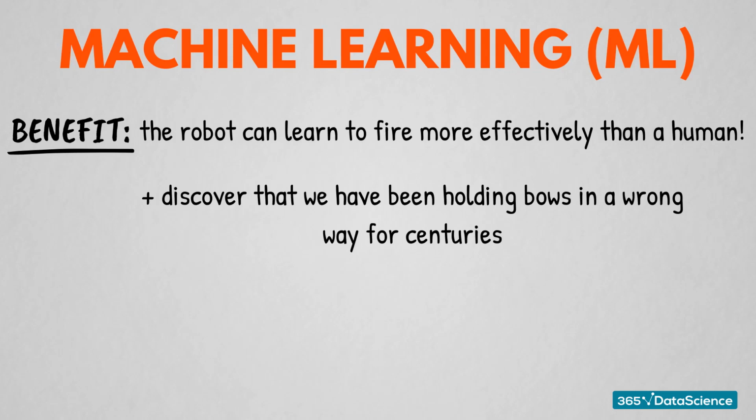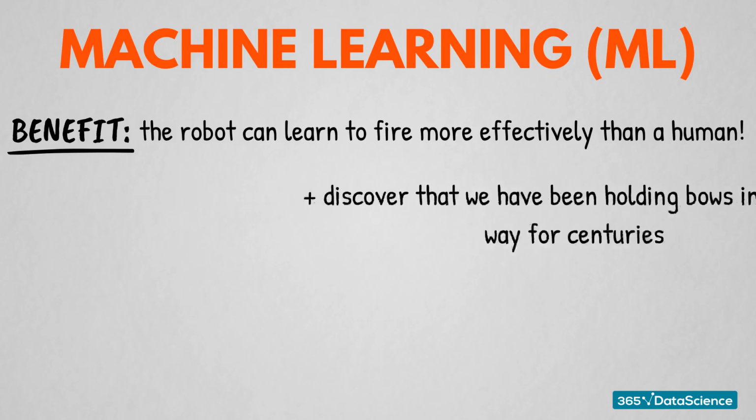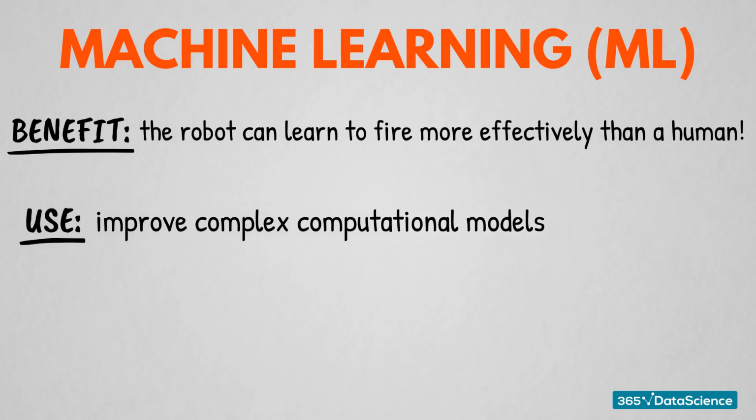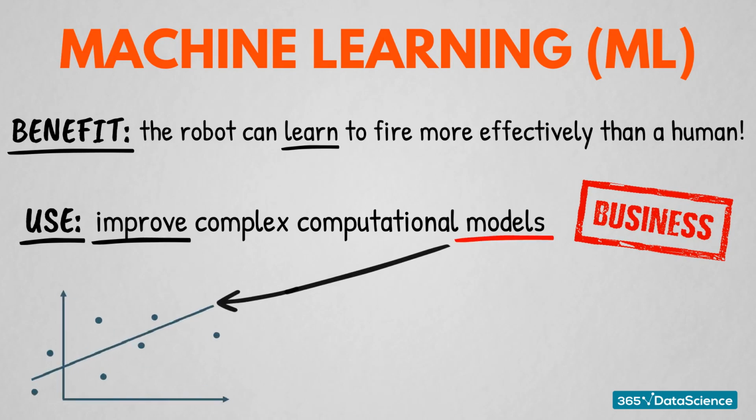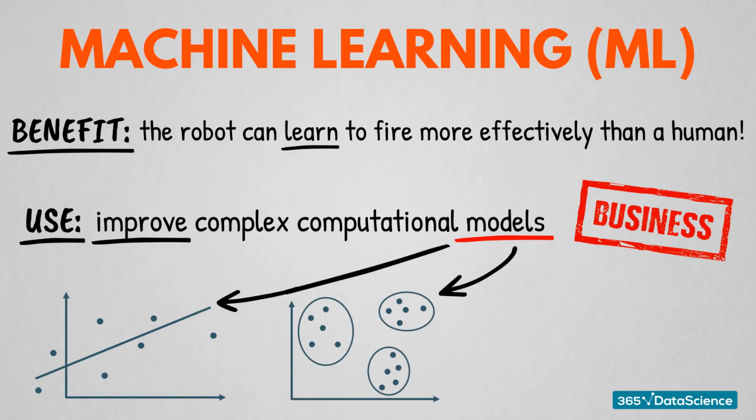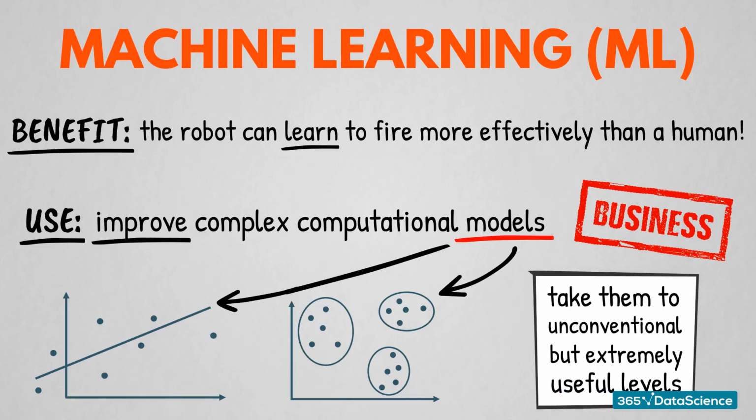To conclude, we must say that machine learning is not about robots. What people use it for is to improve complex computational models that can find infinite applications in our daily lives, especially in the business world. And the complex computational models we are talking about step on the fundamentals of regressions and cluster analyses models we discussed in our previous videos, and take them to unconventional but extremely useful levels.